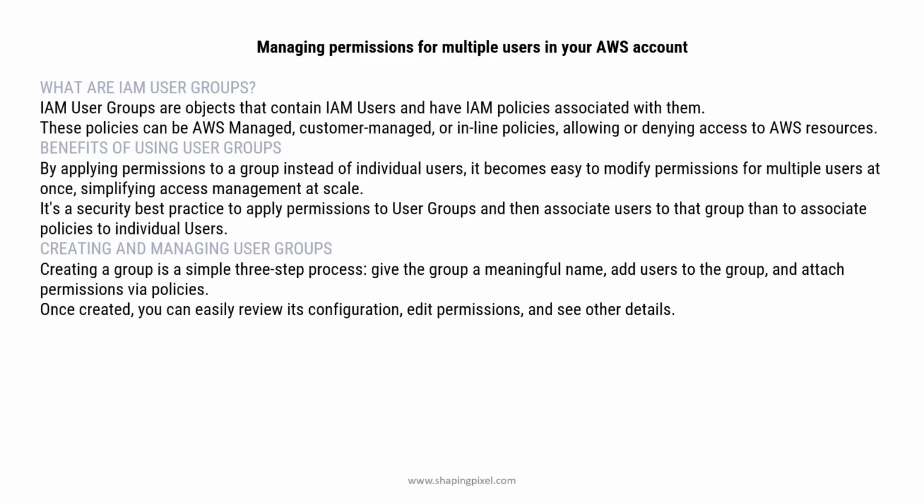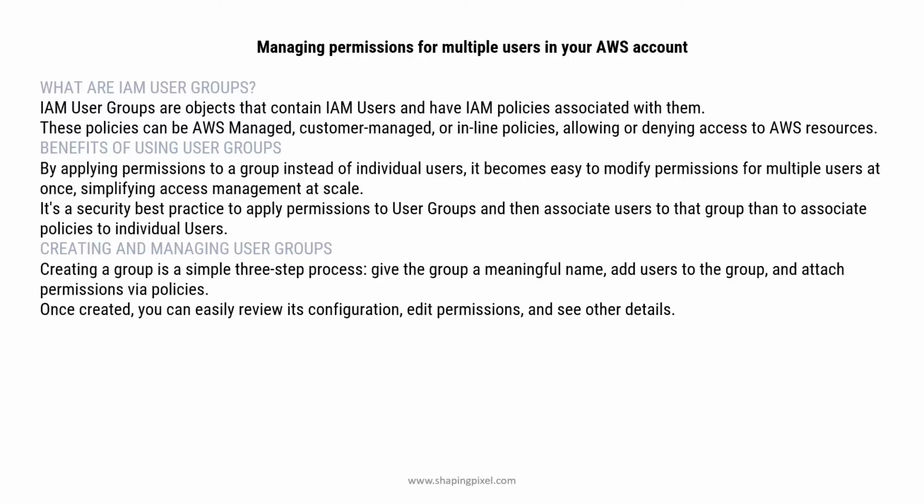If you're struggling to manage permissions for multiple users in your AWS account, let me introduce you to IAM user groups, a powerful feature that simplifies access management at scale. IAM user groups are subjects that contain IAM users and have IAM policies associated with them. These policies can be AWS managed, customer managed, or inline policies, allowing or denying access to AWS resources. By applying permissions to a group instead of individual users, it becomes easy to modify permissions for multiple users at once, simplifying access management at scale.